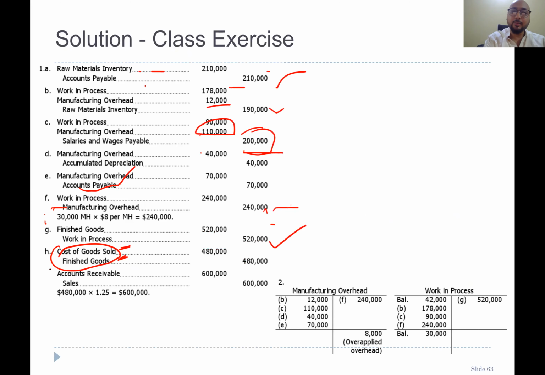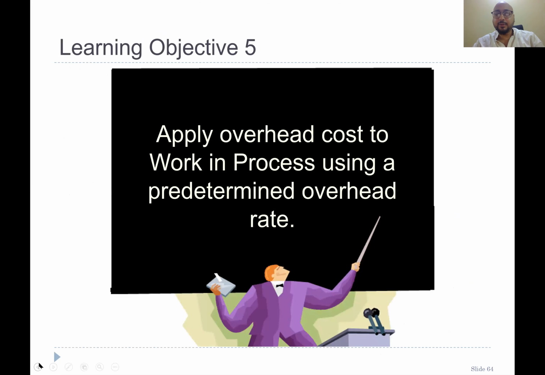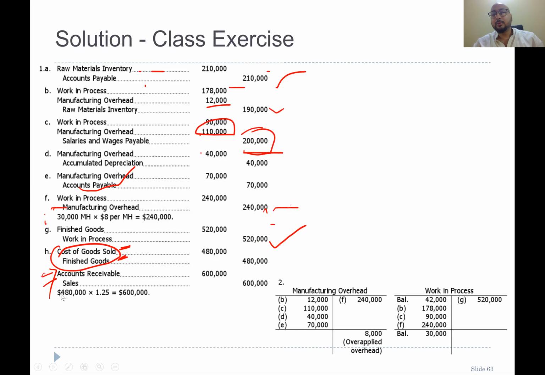And the next entry would be the marketing department sales entry. The sale happened 25% above, right? So 480,000 multiplied by 25% above means the sale price is 600,000. When the sale occurred, the question didn't say that we received the cash. If we didn't receive the cash, we create a customer. So customer, or accounts receivable, to sales, right? That's it.